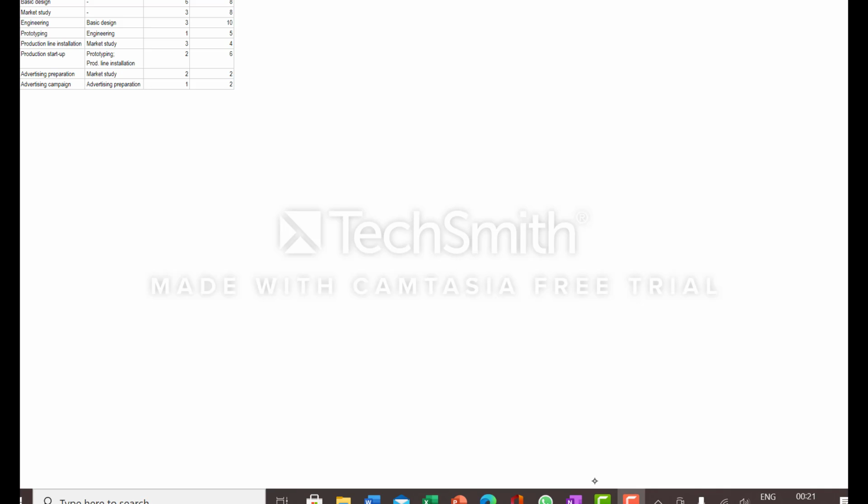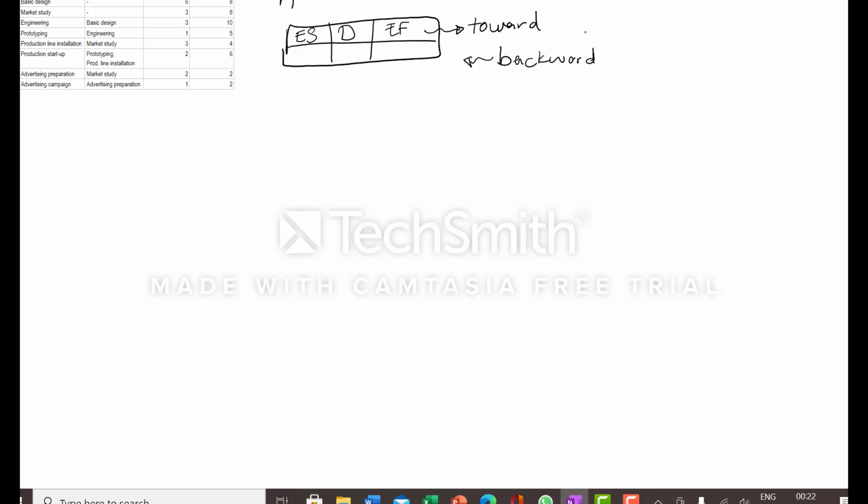Hey guys, in this video I want to solve a scheduling problem. First, by the method of AON, activity on node, we use a rectangle which includes some cells: earliest start, duration, and earliest finish, which are used for the forward path, and for the backward path we use latest finish and latest start. This cell is related to total float.